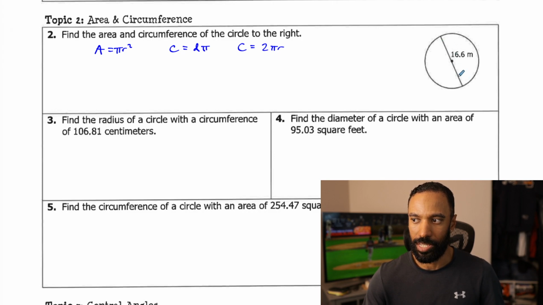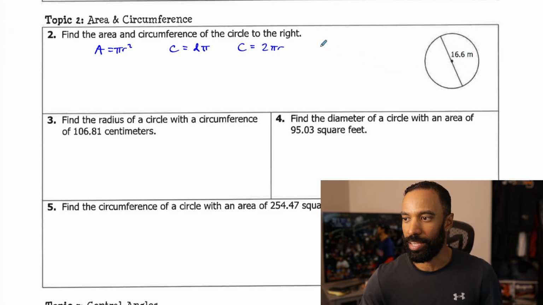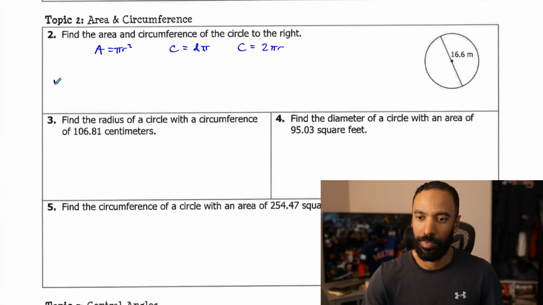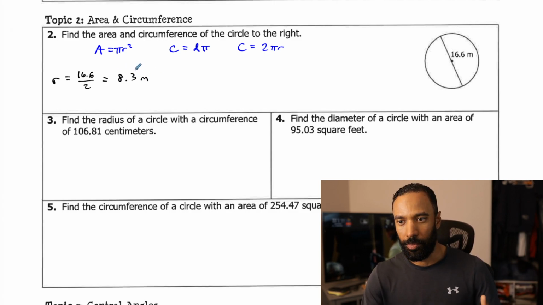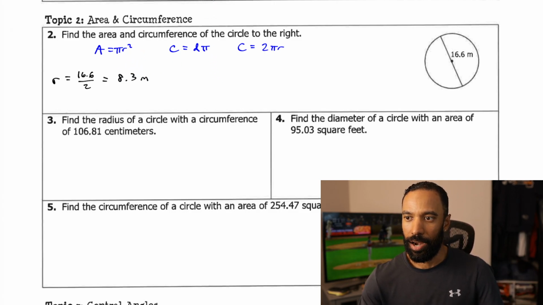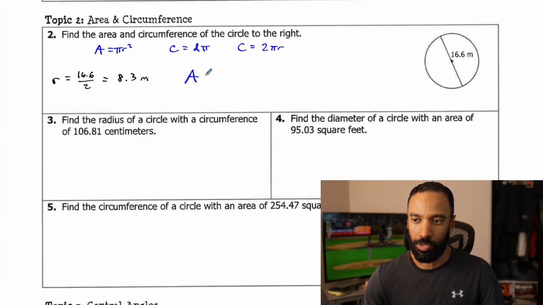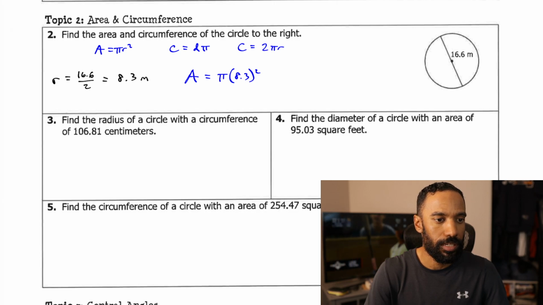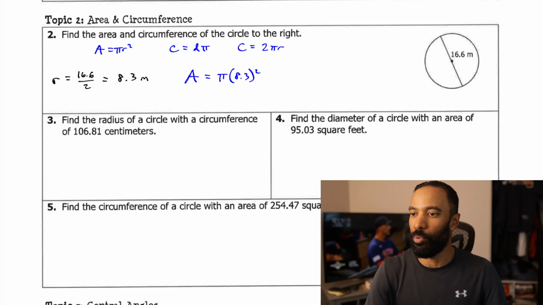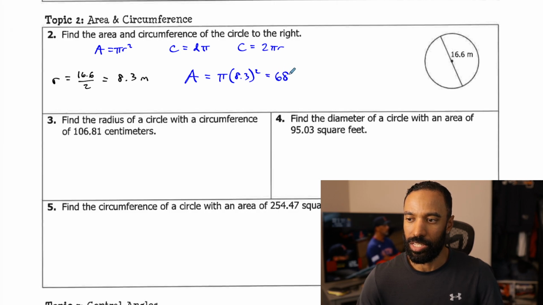When I see the 16.6, it looks like the diameter to me. When you divide that by 2, you get the radius, which is 8.3 meters. So 8.3 meter radius, which will help me for the area. So the area of this circle is pi times 8.3 squared. Now, I do not know 8.3 squared, so I'm just going to try that in my calculator right now. 8.3 squared is 68.89. So this is exactly 68.89 pi square meters.